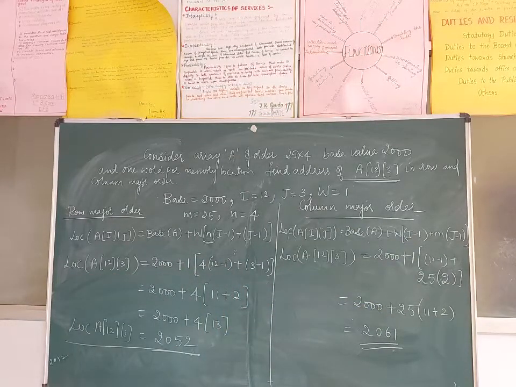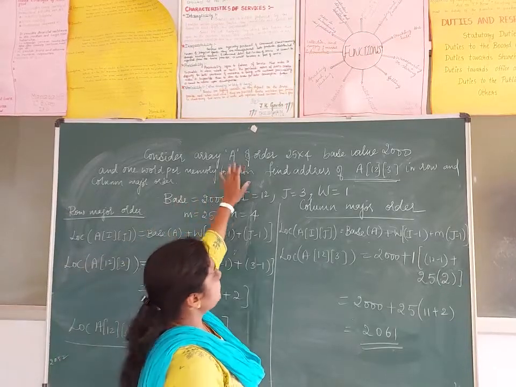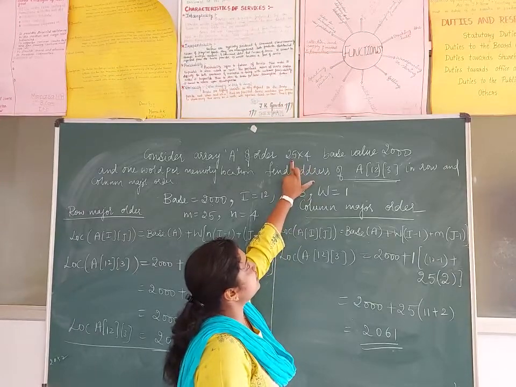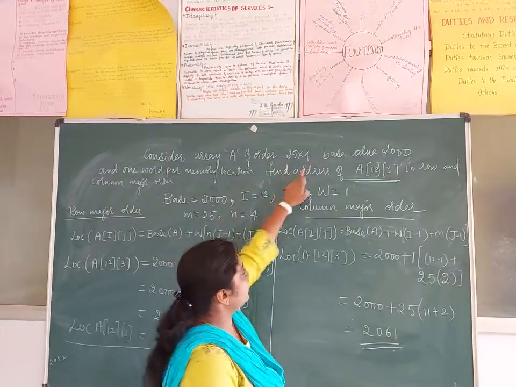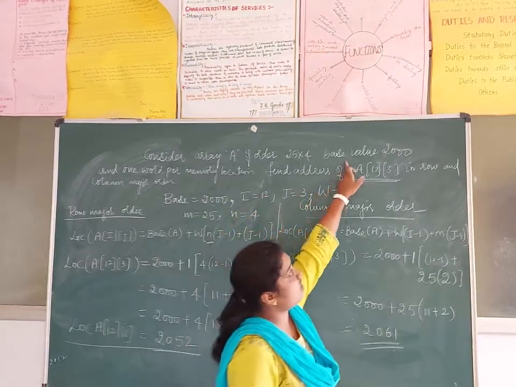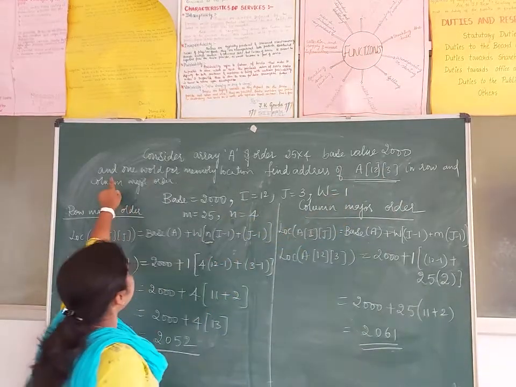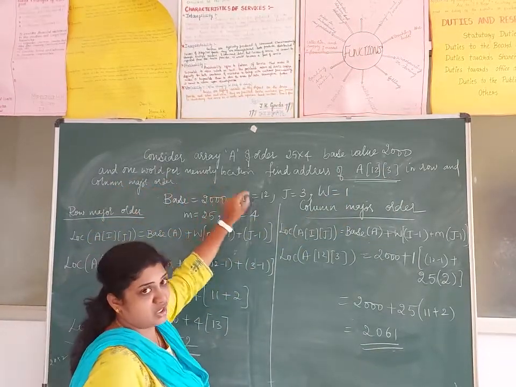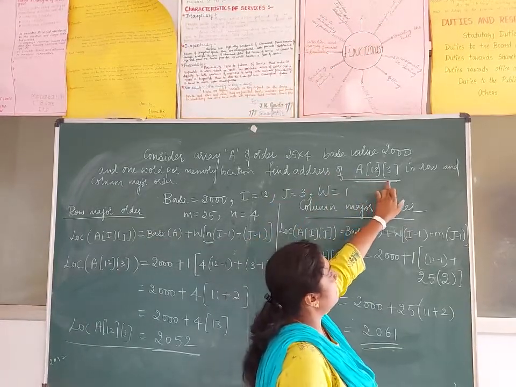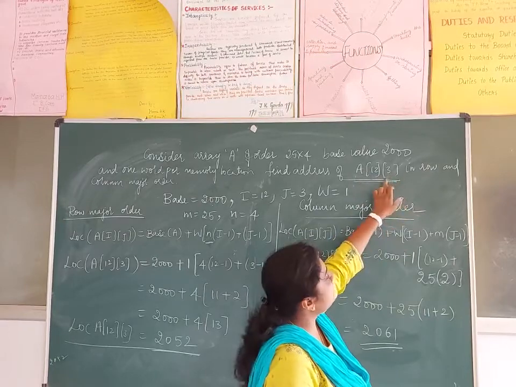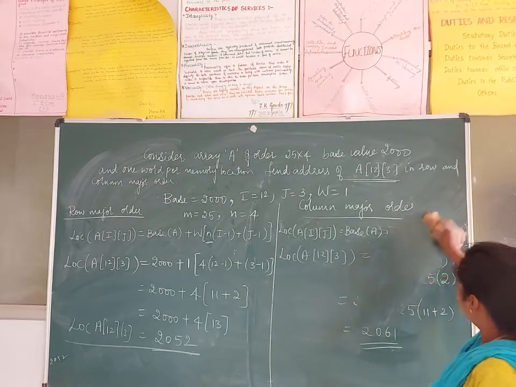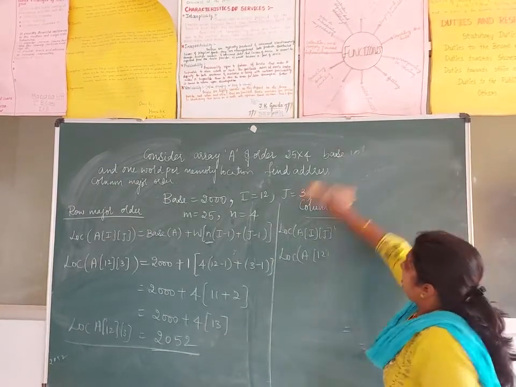That is your m. See, the array order is 25 cross 4. The first is your row size, I have taken m, and the second one is your column size, that is your n. The base value is already given, that is 2000, and 1 word per memory location. So the w count will be 1. You have to find the address of A of 12 and 3. 12 is your I value, 3 is your J value. According to these inputs, you are going to find it in row major order.